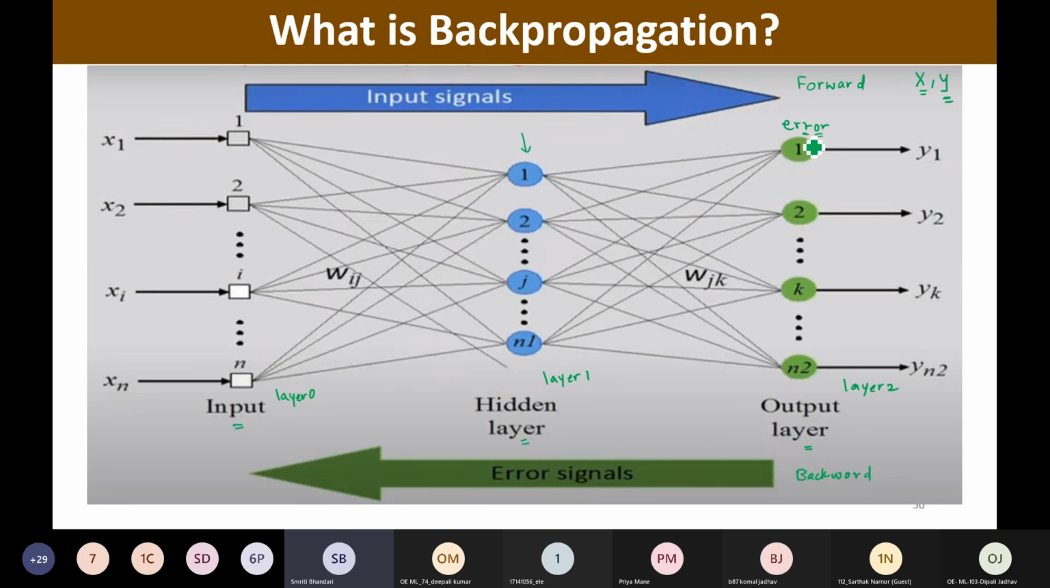So if it is not possible to compute the error at the hidden layers, what we can do is, the error at the output layer can be back propagated to the previous layer. So this error that we are computing here at the output layer can be back propagated to the hidden layer or the previous layer. If I have a few more hidden layers, the error at this point can be back propagated and so on.